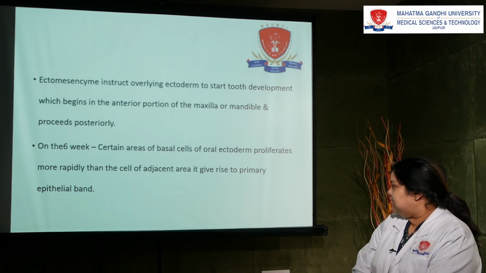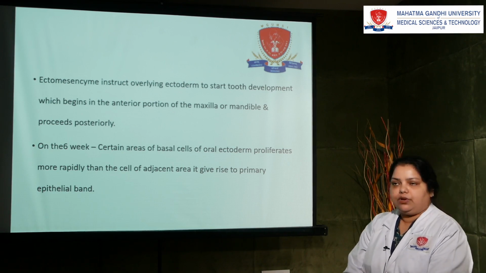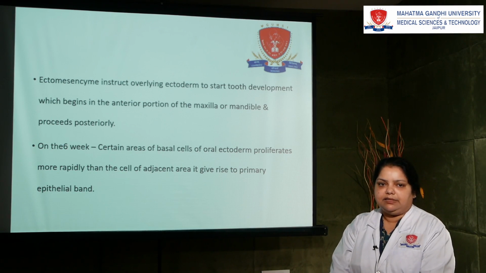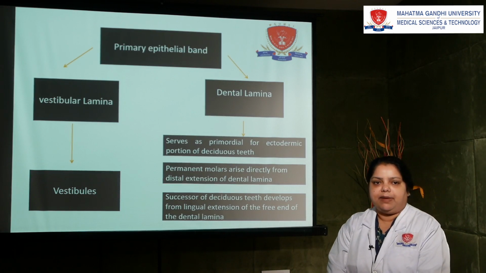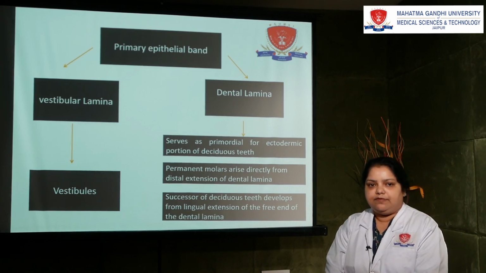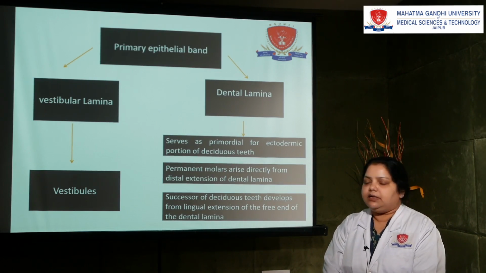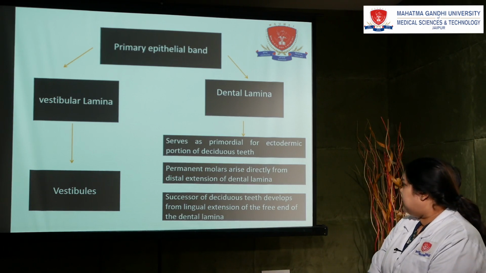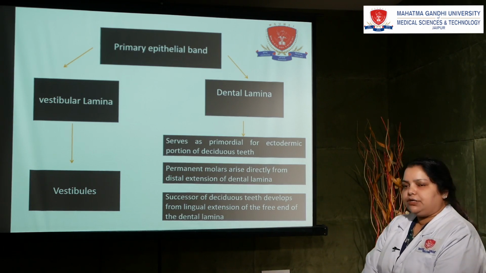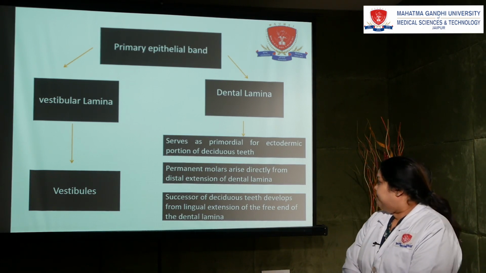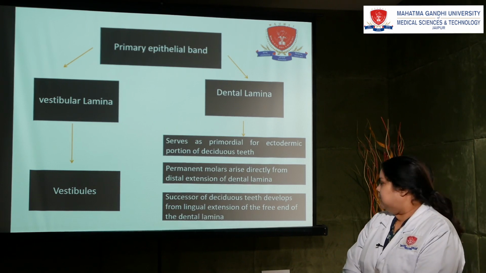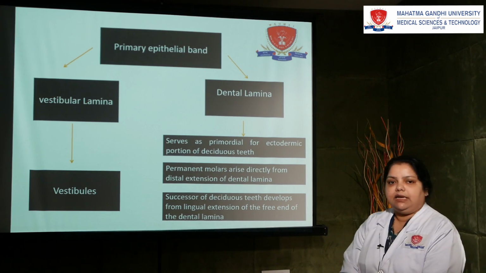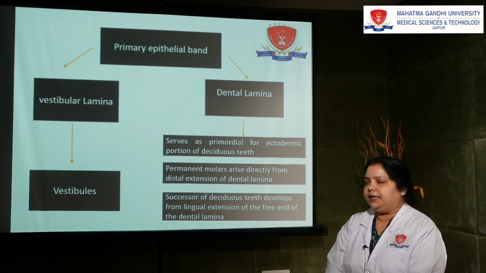In the 6th week, certain areas of the basal cells of the oral ectoderm start proliferating more rapidly than the adjacent part. It gives rise to the primary epithelial band. This primary epithelial band gives rise to the vestibular lamina and the dental lamina. Vestibular lamina gives rise to the vestibule and the dental lamina serves as the primordium for the ectodermal portion of the deciduous teeth. Permanent molars arise directly from the distal extension of the dental lamina. Successors of the deciduous teeth develop from the lingual extension of this dental lamina.